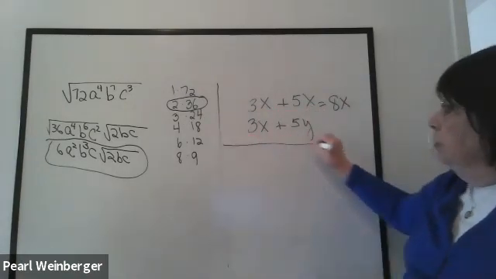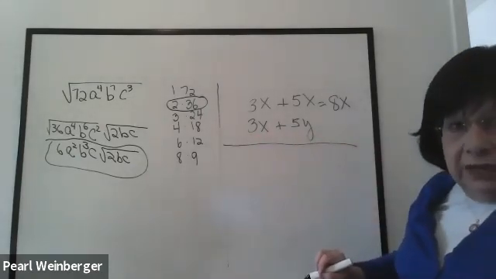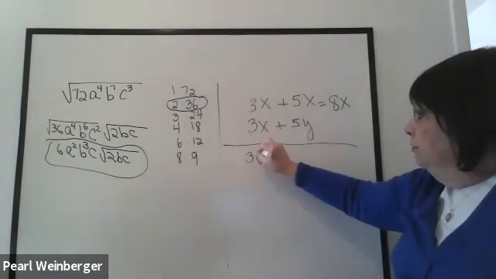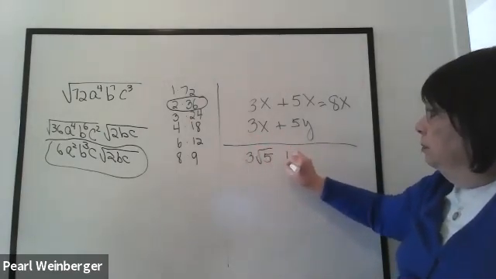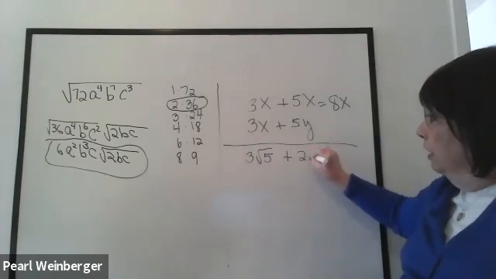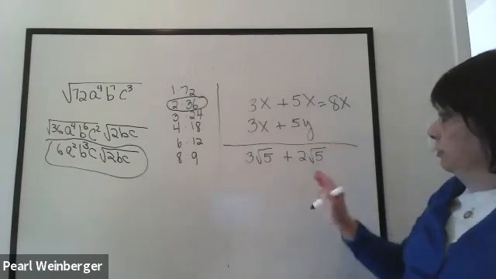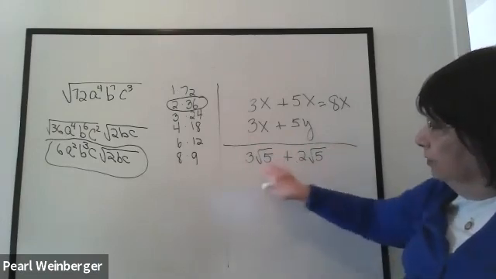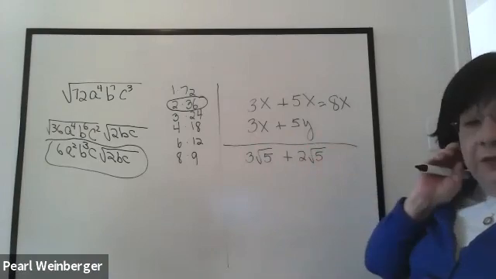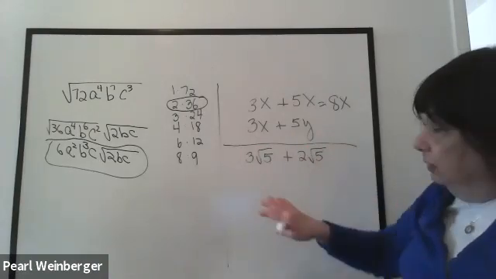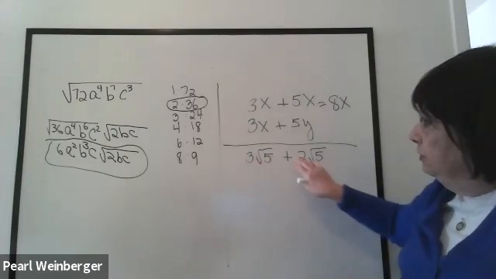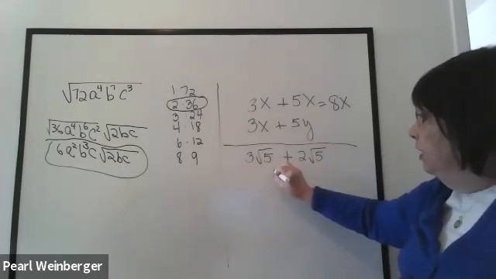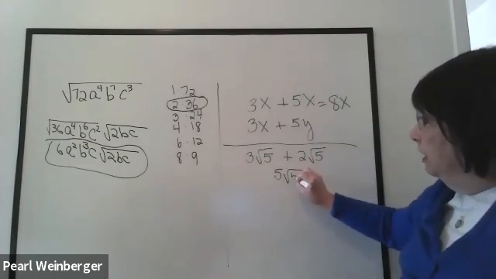Well, the rule for radicals is almost identical. If I have 3 radical 5 plus 2 radical 5, those are what are called like radicals because the radical parts are identical. They have exactly the same number inside them. I can add those by just adding the numbers in the front. 3 plus 2 is 5. This becomes 5 radical 5.